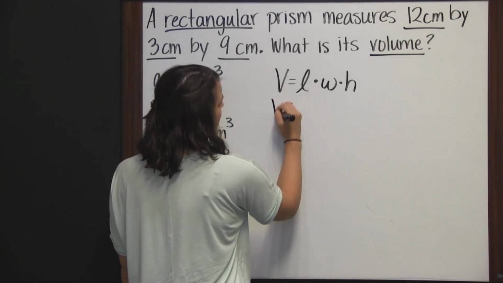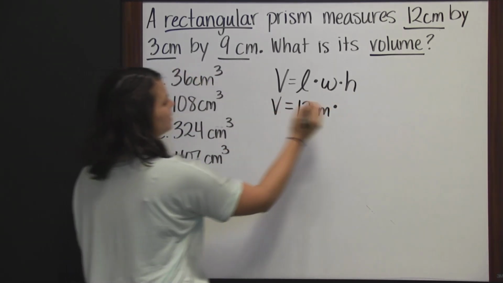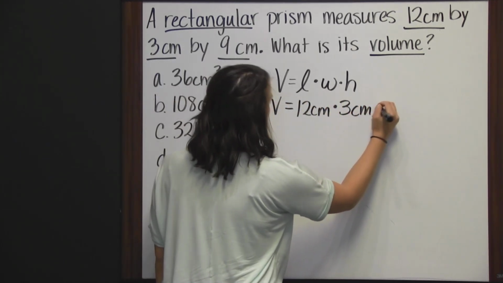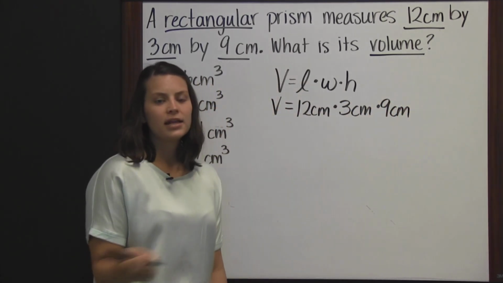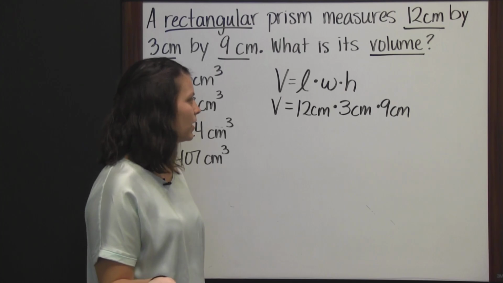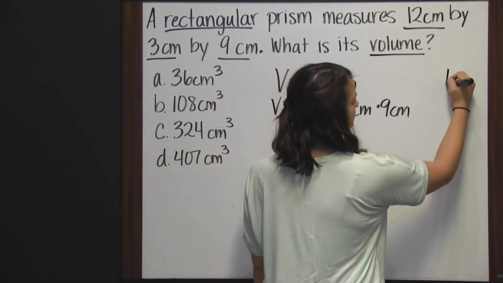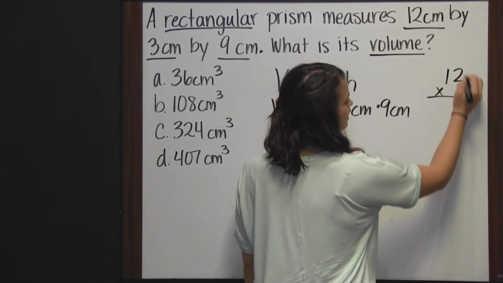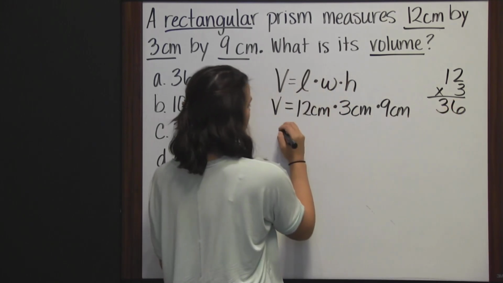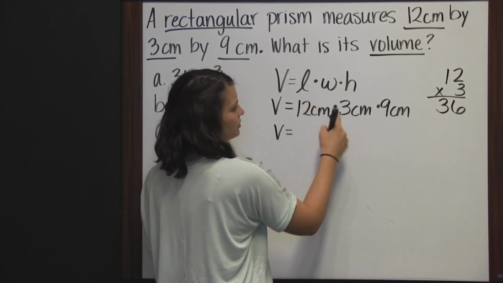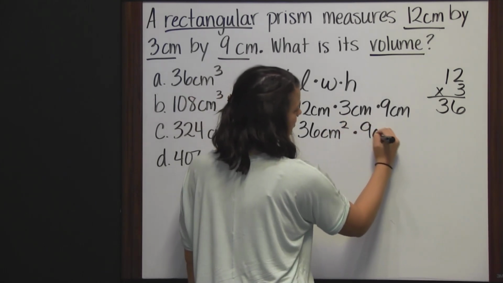So the volume is 12 centimeters times 3 centimeters times 9 centimeters. And it's up to you which two you choose to multiply together first. You could start with 12 times 3. 3 times 2 is 6. And 3 times 1 is 3. So 12 centimeters times 3 centimeters is 36 centimeters squared times 9 centimeters.